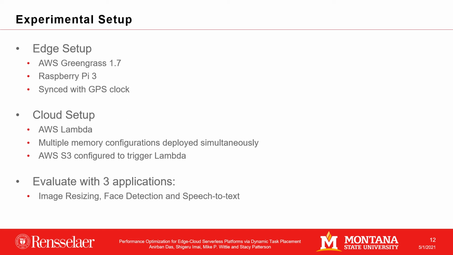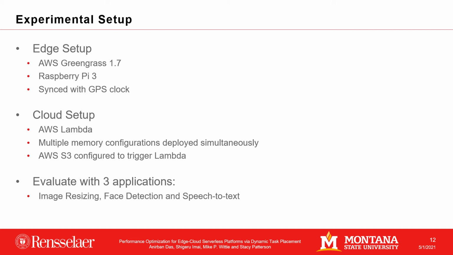As for the storage, we are using AWS S3. The way in which it's configured is that once we upload an image to AWS S3, it will trigger the corresponding Lambda function. So we'll have one AWS S3 bucket assigned to one function configuration of AWS Lambda, respectively.